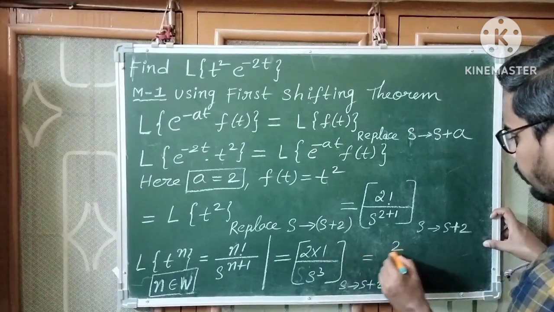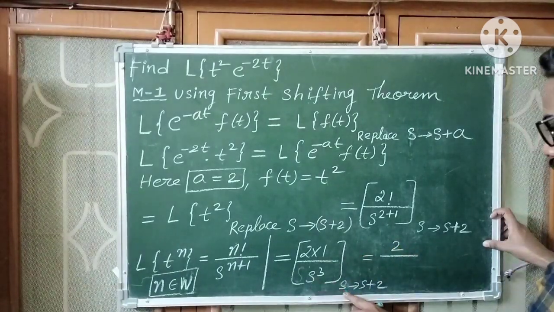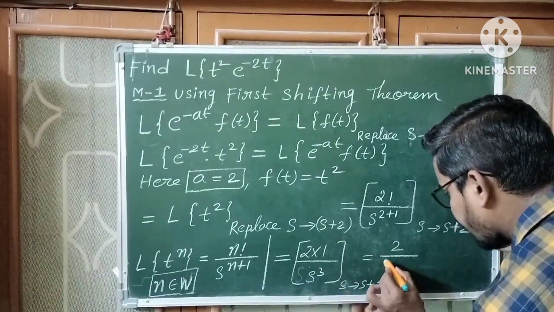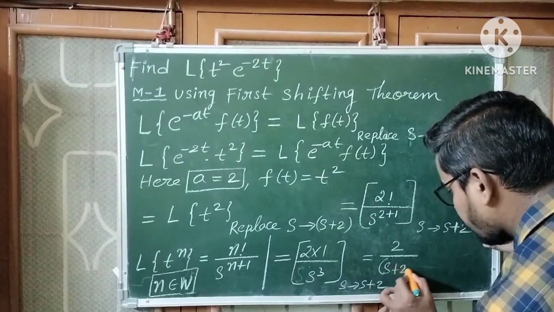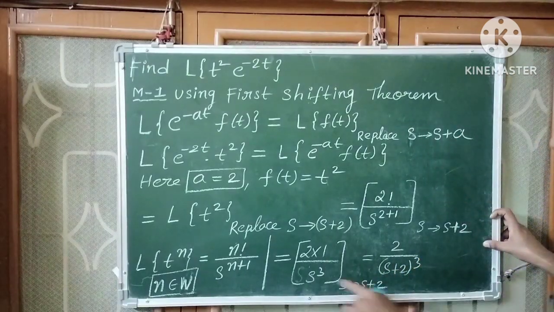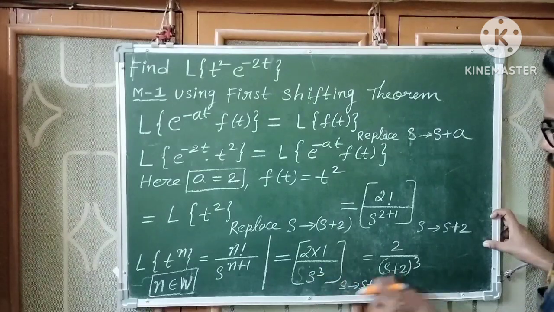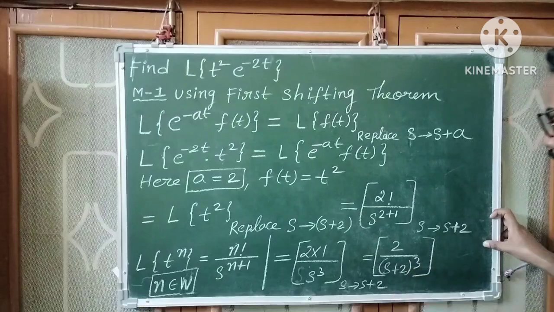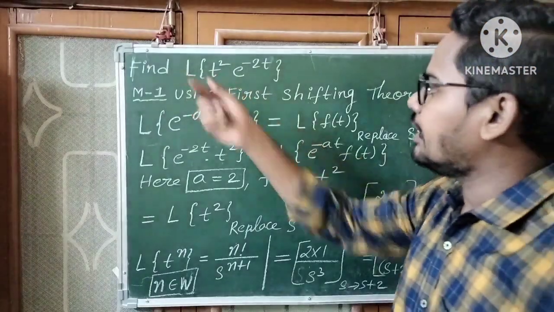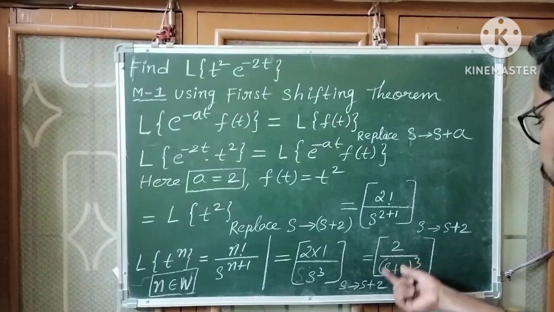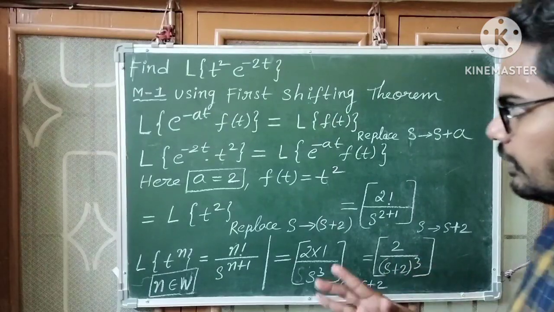Now you will get 2 by s cube. So here we have to replace s by s plus 2. Now in place of s, put s plus 2. Then you will get s plus 2 whole cube. So now what is the final answer? Laplace transform of t square into e power minus 2t is equal to 2 by s plus 2 whole cube. So this is method 1.